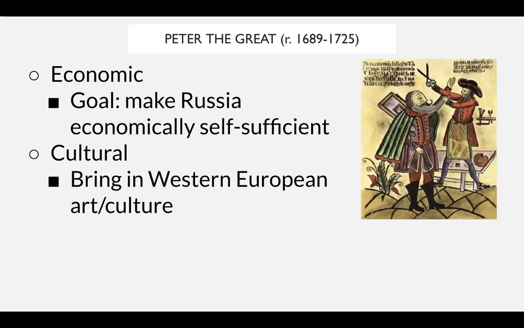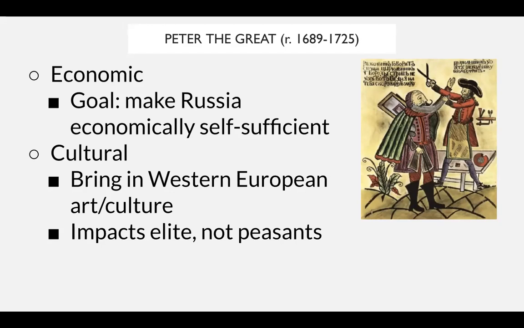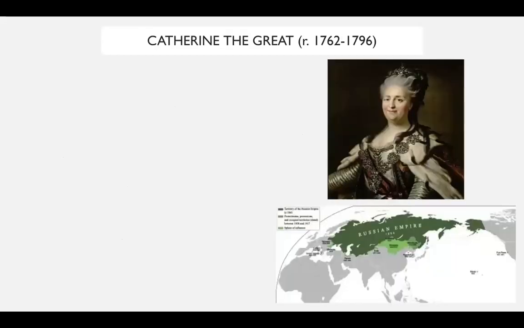However, much of this cultural westernization is mostly going to happen among elite circles, mostly among the nobility. So the nobility is going to largely westernize, the monarchy is going to largely westernize, but not everyday people, not the peasants. Mostly this is an upper elite sort of thing, this westernization.